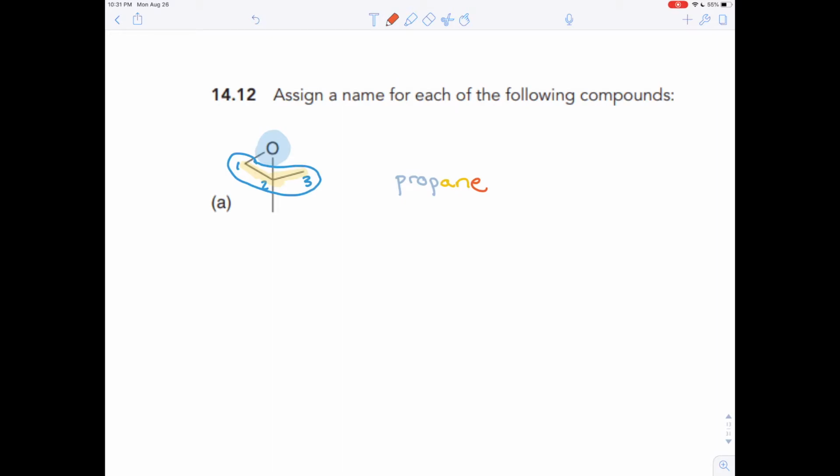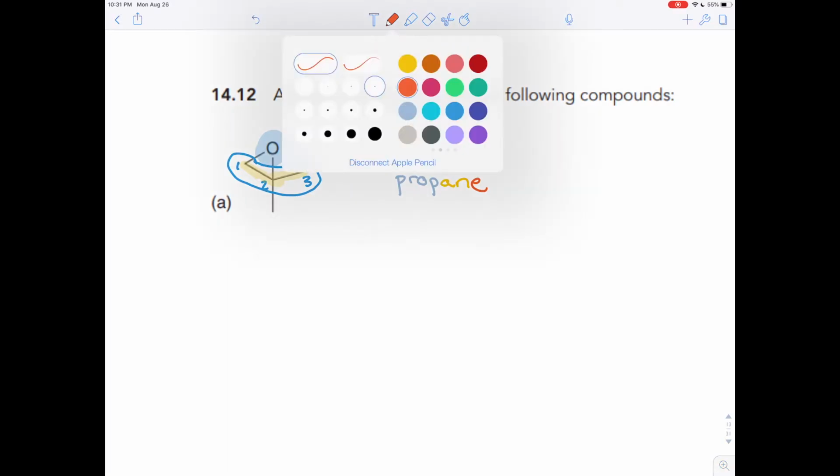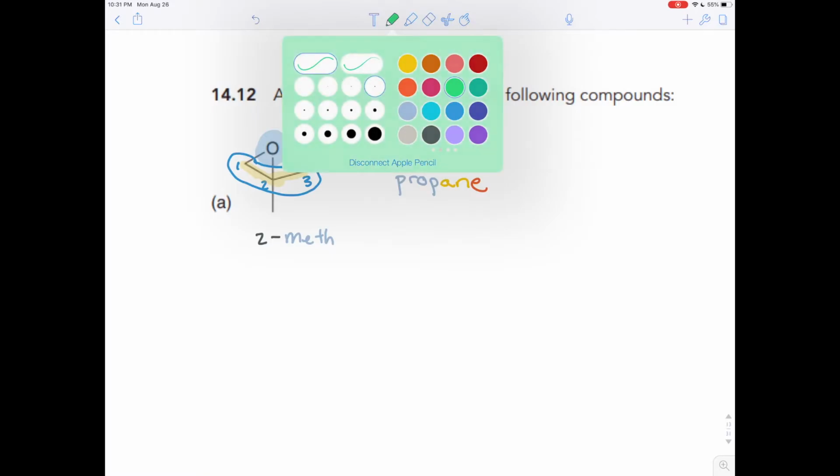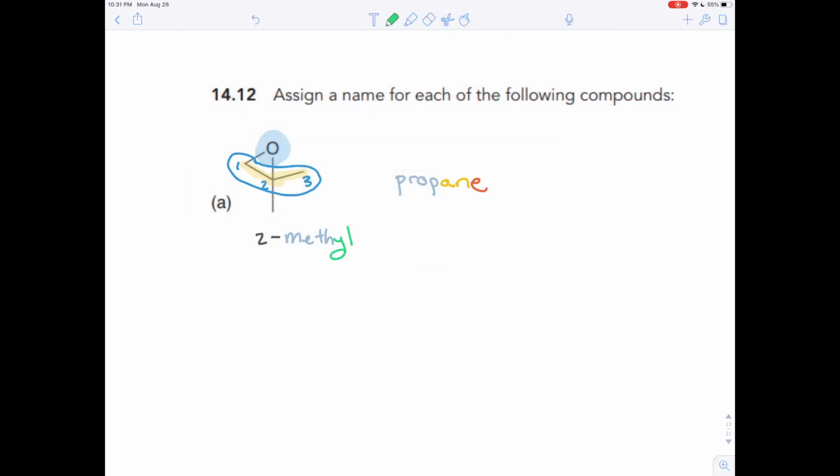Now we have a couple branches. Let's deal with the branch that we would be more familiar with, this branch here. That branch is coming off of carbon number 2, and so we'll have a 2 in front. In this branch, there's only 1 carbon, and the prefix for 1 carbon is meth. And because it's a branch, immediately after the meth will come YL. So that branch is called 2-methyl.